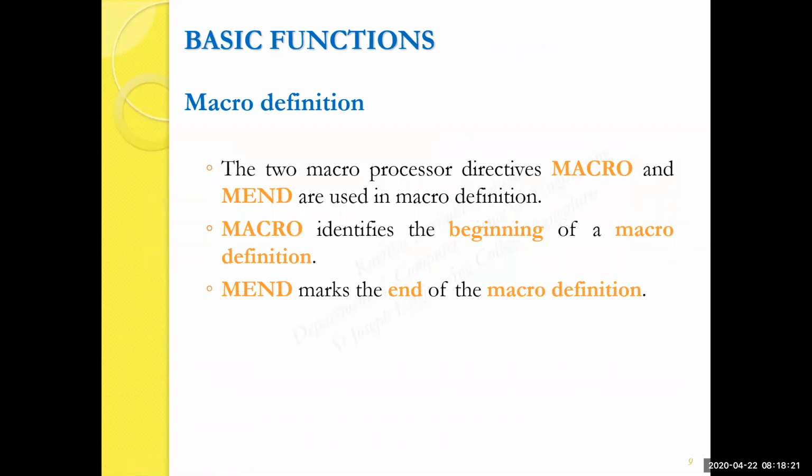Now, to make use of the macro feature in assembly language programming, we need to define the macro first. In our SIC or SIC/XE assembly language programming, two macroprocessor directives, namely MACRO and MEND, are provided to enable the definition of macros. The directive MACRO identifies the beginning of the macro definition, while MEND marks the end of the macro definition.